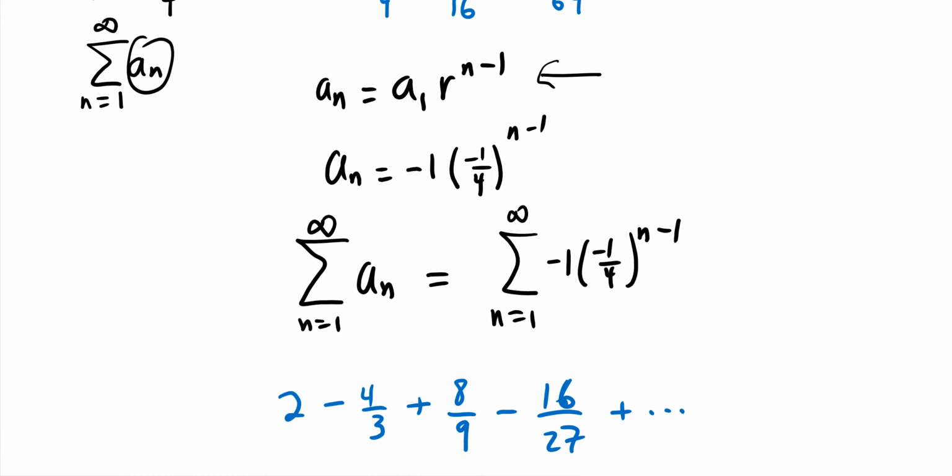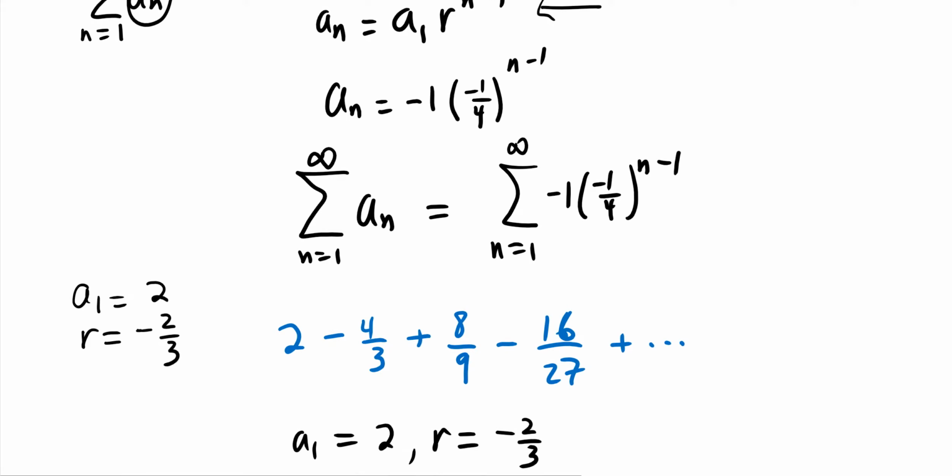Another example, 2 minus 4/3 plus 8/9 minus 16 over 27. So let's see what they're having here. We have A1, again, that's a geometric, it's 2. The R, they're multiplying every time by -2/3. That's what they give us, A1 and R. Every time they're multiplying by the same number. So from A1 and R, I can find A sub n.